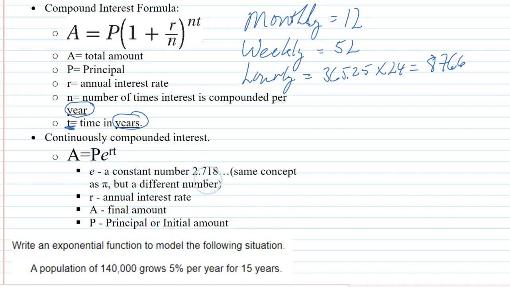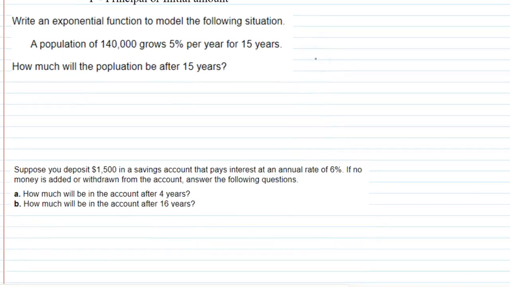It's a number. Think of pi. We all know what pi is, 3.14. Well, e is a constant, 2.718, and it keeps going on forever. Now, you'll never calculate e by hand. You'll always use your calculator for that. Again, r stands for your rate or your interest, and t is time. Now let's do a few examples using these formulas.